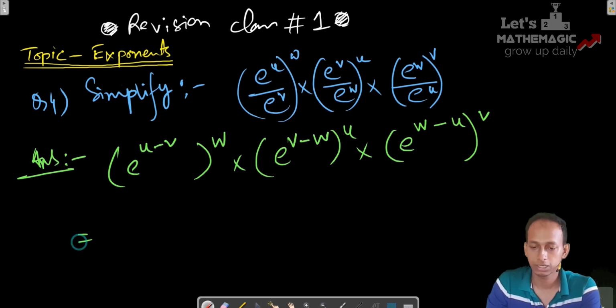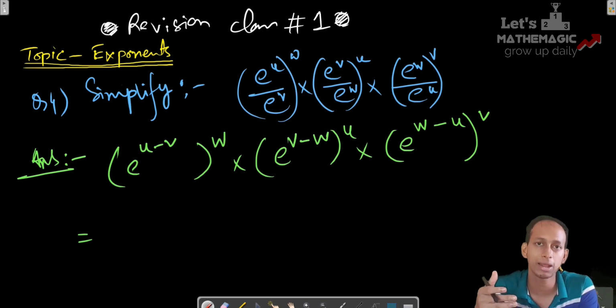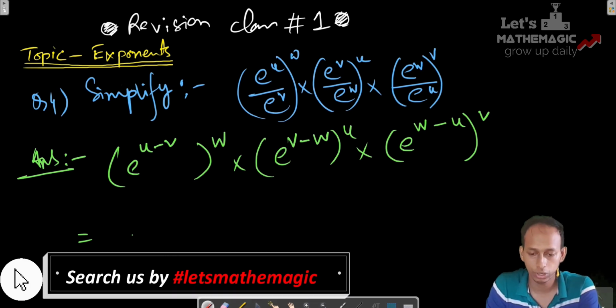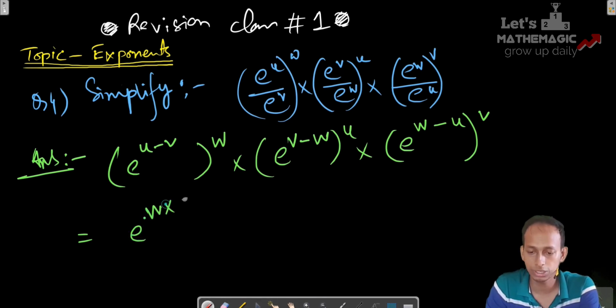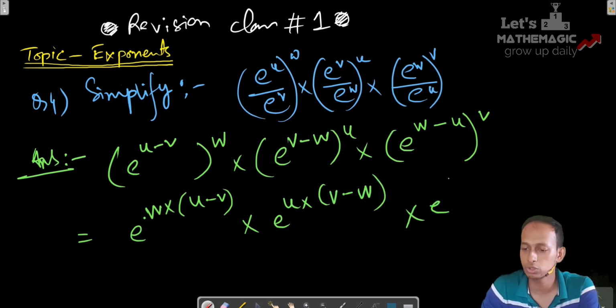Now here we have the same kind of thing that we have already got in the previous few sums, that there are two powers. One exponent is inside the bracket, another is outside the bracket. So what we do? We multiply them. So e to the power w into u minus v, into e to the power u into v minus w, then into e to the power v into w minus u, right?